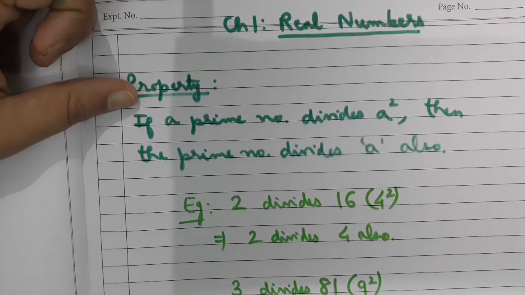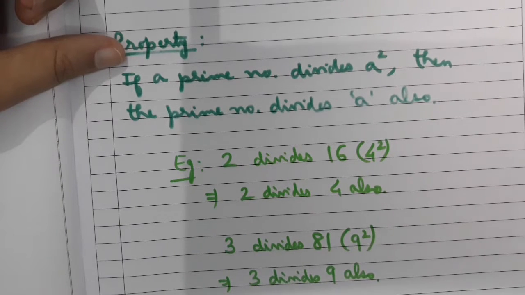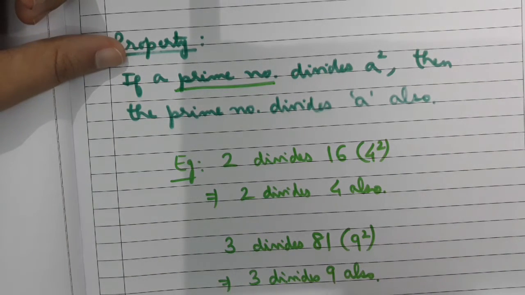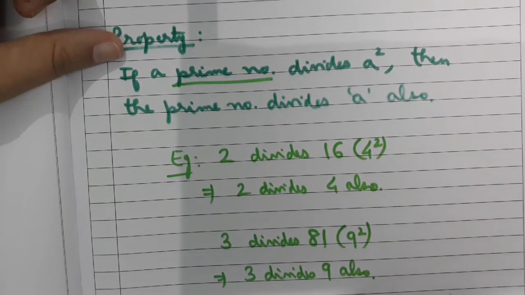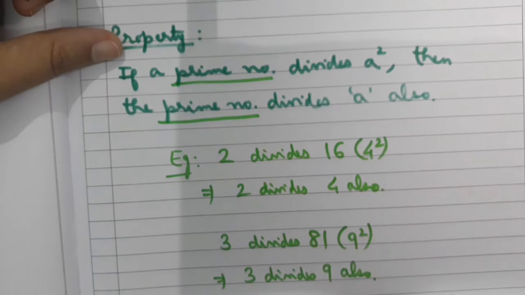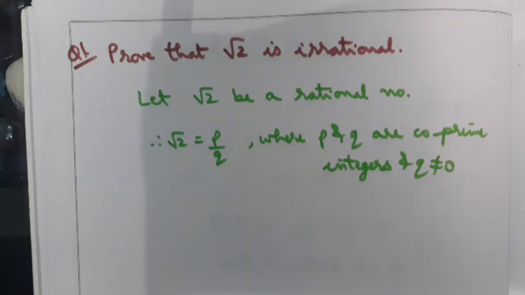Now remember that this property holds true only for a prime number. You cannot say that if 10 divides a square, then 10 divides a also. That would be wrong because 10 is a composite number. Remember, this property holds true only for a prime number.